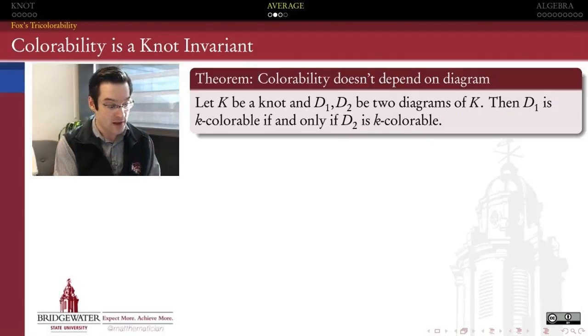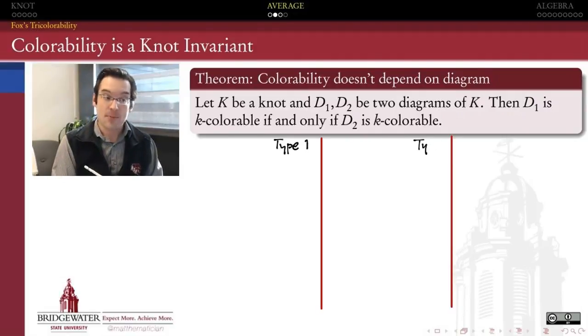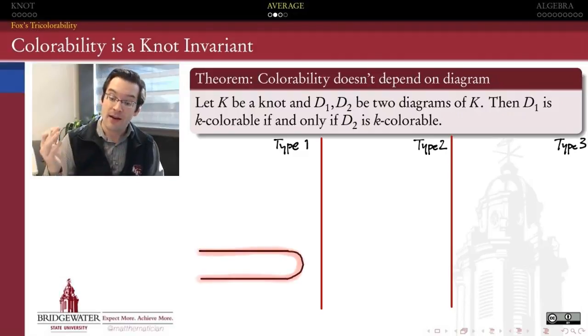Fortunately for us, every question about colorability and valid coloration is a question that does not depend on the knot diagram. So for any given knot K, if I have 2 different diagrams of K, then one of those diagrams has a valid k coloration if and only if the other one does. And to prove that, we just have to verify that valid colorability is invariant under the 3 Reidemeister moves.